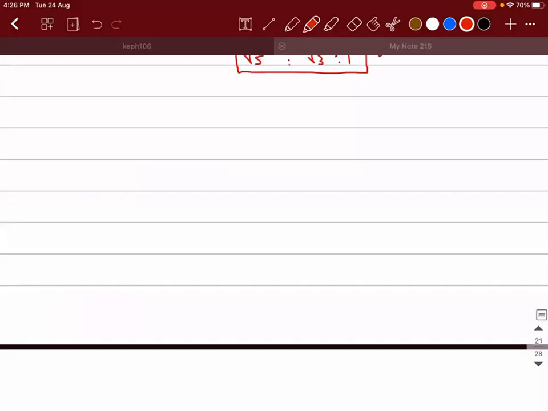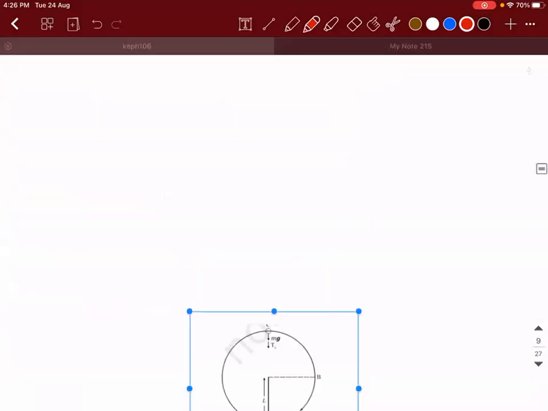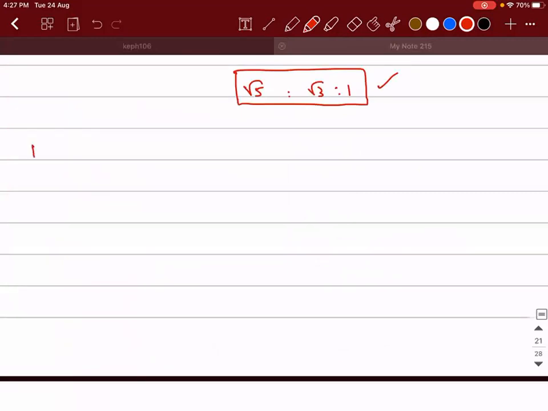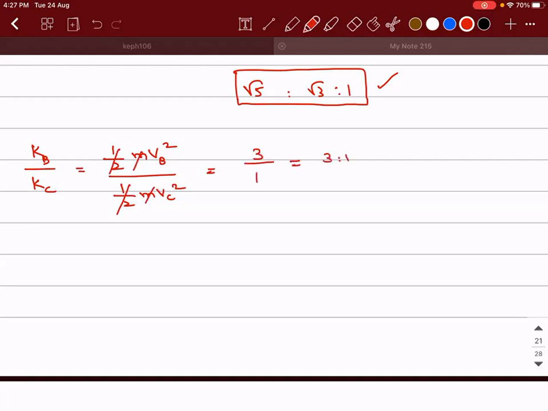Okay. Now, what else did they ask in the question? They asked what is v naught, the speed at points B and C, and the ratio of kinetic energies at B and C. So how to find the ratio of kinetic energy at B and C? KB divided by KC is half m vB square by half m vC square. Cancel, cancel. m and m are gone. vB square is 3, vC square is 1. So the answer will be 3:1. So velocities will be in the ratio root 3:1, whereas kinetic energies will be in the ratio 3:1.